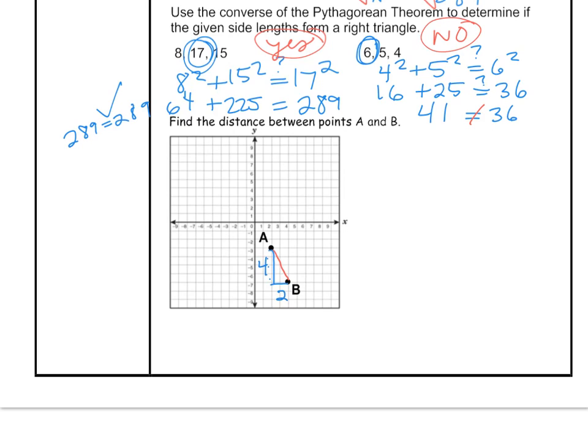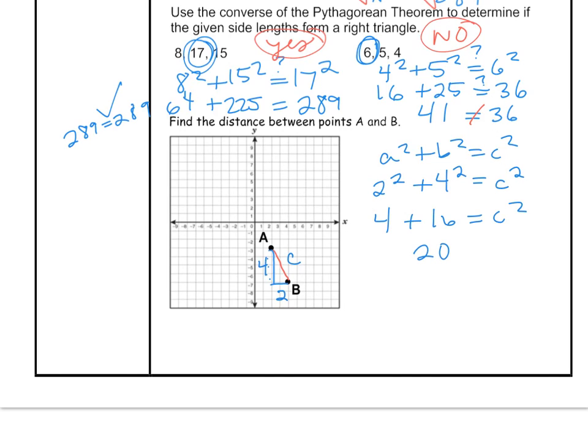Now we're going to use Pythagorean theorem. This side is c because it's across from the right angle, so I'm going to set that up. A squared plus b squared equals c squared. Now let's plug that in. 2 squared plus 4 squared equals c squared, or you could put x squared, doesn't matter. 2 squared is 4. 4 squared is 16, and let's see, 4 plus 16 is 20, so 20 now is equal to c squared. Now we take the square root of both sides because I need to get rid of this little 2.